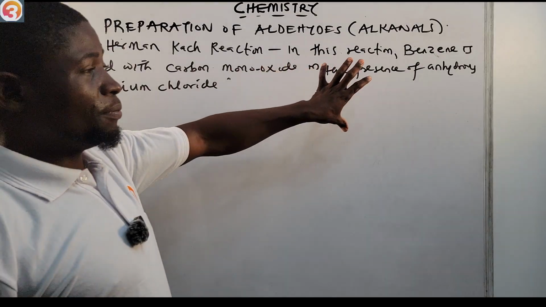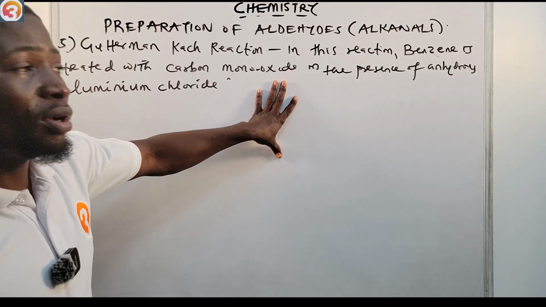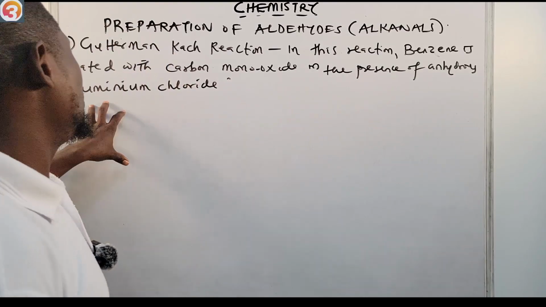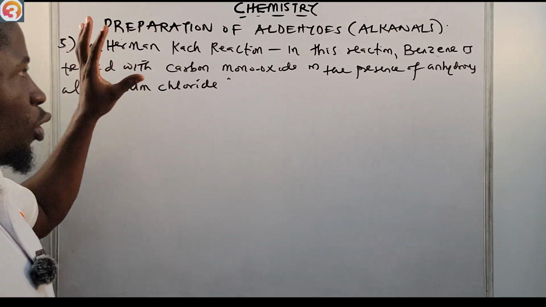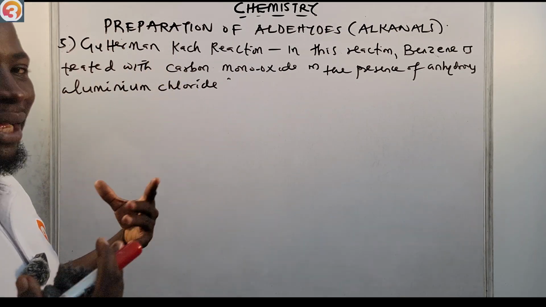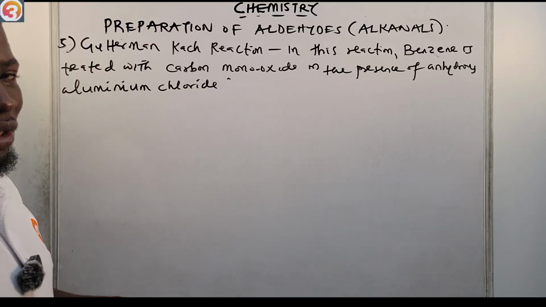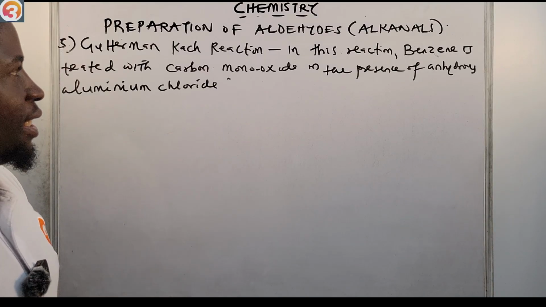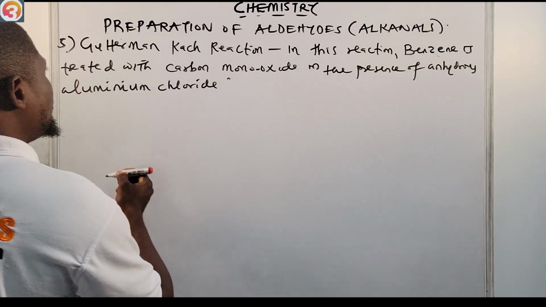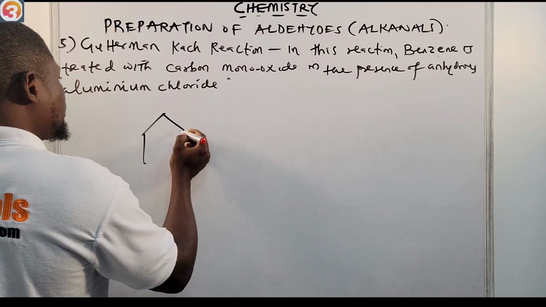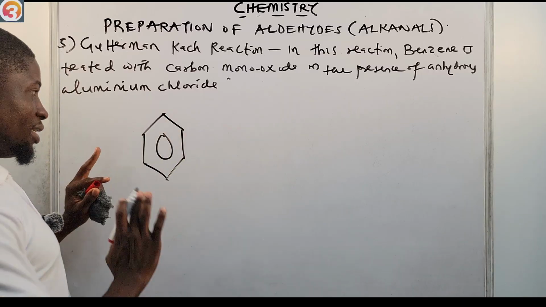In this reaction, the benzene ring itself is treated with carbon monoxide in the presence of anhydrous aluminum chloride. So it's a very, very simple reaction. It's called Gattermann-Koch reaction, where we treat benzene with carbon monoxide, and this gives us an aldehyde. Let us see the reaction. Very easy, pretty straightforward, and one line. So we have our benzene ring here, no attachment, no substituent, just a benzene ring.